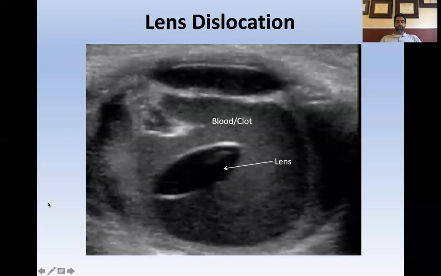This is lens dislocation. This is someone who was swatted in the eye. You can see that the lens is not where it should be. It is knocked backward. The iris is torn here. You can see that. And again, that normally anechoic posterior chamber is replaced almost entirely with blood and clot. So this is a dislocated lens.